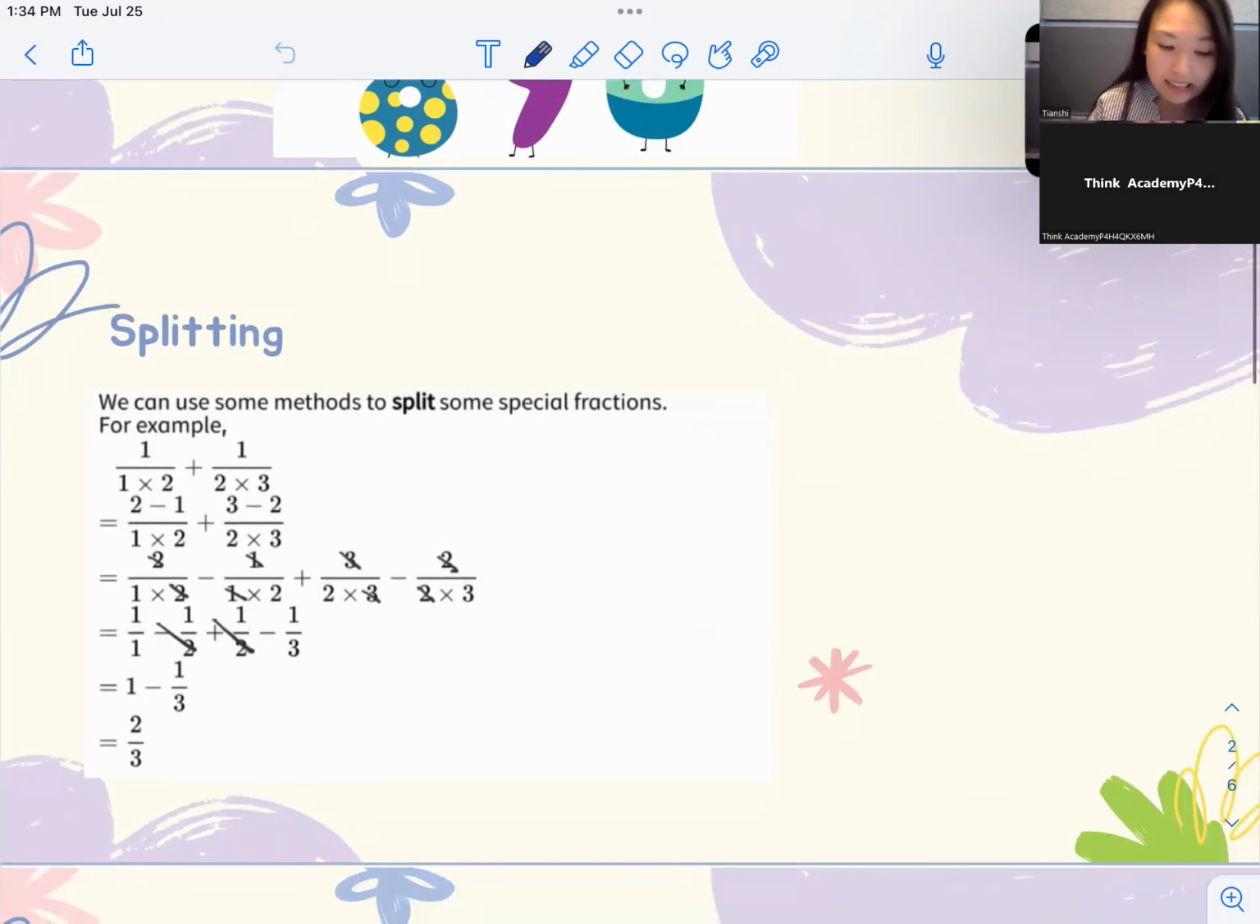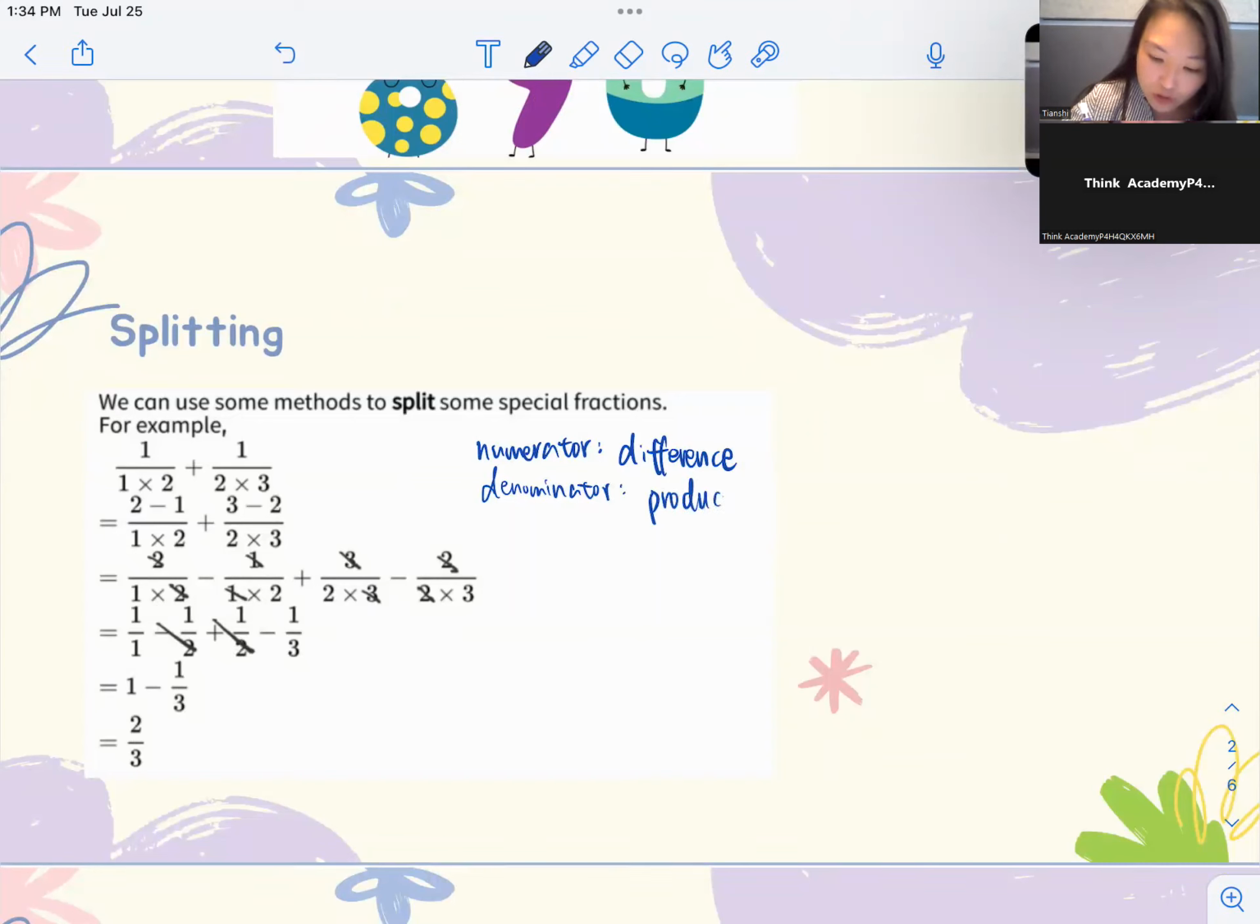As this example shows, if you see that there are two polynomials or two terms adding up together, but they have the same pattern. For example, if the numerator is the difference, you can take notes with me. If the numerator is the difference of two numbers, while the denominator is the product of these two numbers, they satisfy the rule for the splitting method, and then we can use the splitting method.